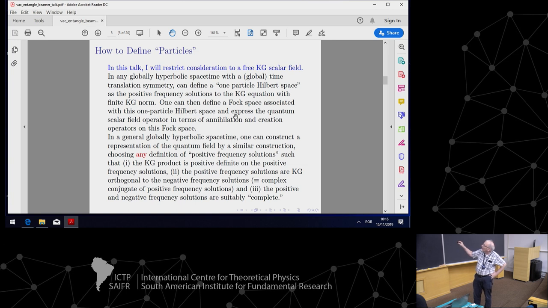That it has to be orthogonal in this product to the complex conjugate solutions, which I'll call the, quote, negative frequency solutions, even though we're not taking Fourier transforms here. This is just the word for the subspace. And the positive and negative frequency solutions have to be suitably complete. The suitably complete is really if I have any smooth solution with initial data of compact support, I want to be able to write that as a sum of positive and negative frequency solutions. So the fact that we can make definitions of particles mathematically consistently with these rules will be important in what I'm going to say.